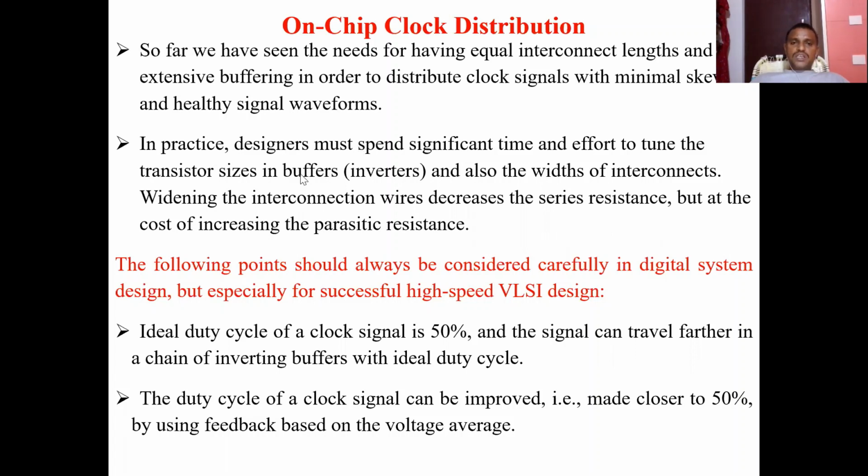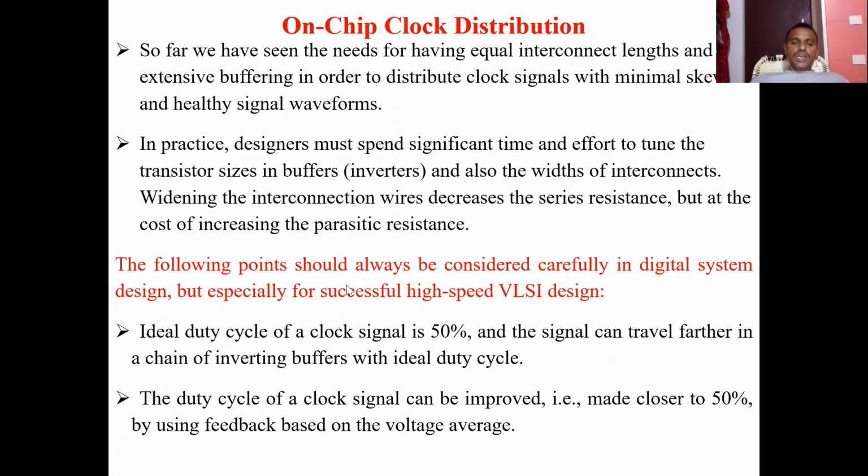In practice, designers must spend significant time and effort to tune the transistor sizes in buffers and also the width of the interconnects. Widening the interconnecting wires decreases the series resistance, but at the same time it increases the parasitic capacitance. So these are about on-chip clock generation and distribution.